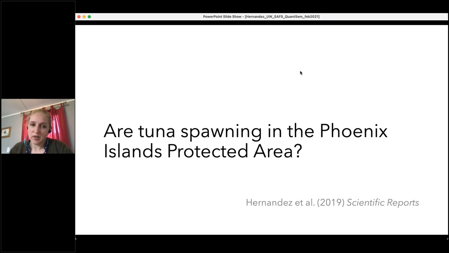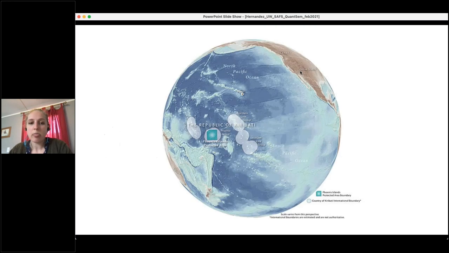Okay, so let's get into this first one. Are tuna spawning in the Phoenix Islands Protected Area? So the Phoenix Islands Protected Area is this turquoise polygon. It is part of the Republic of Kiribati. And Kiribati is three island chains, the Line Islands, the Phoenix Islands, and the Gilbert Islands, which together comprise about 33 coral atolls with a total land area comparable to Cape Cod. So really small, right? But they're flung across this huge area of ocean.